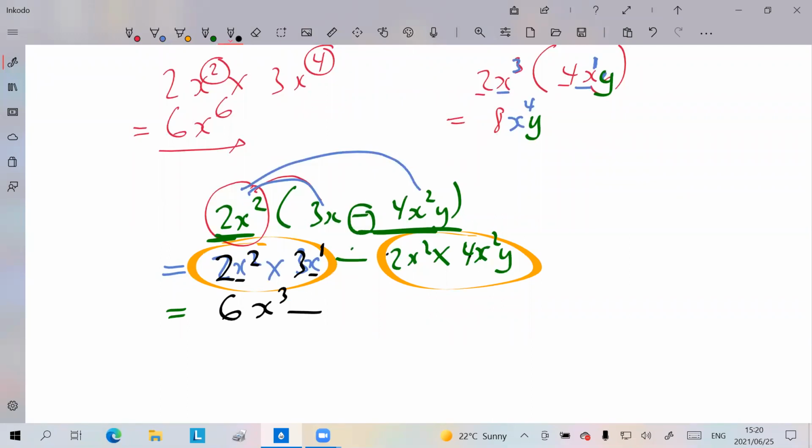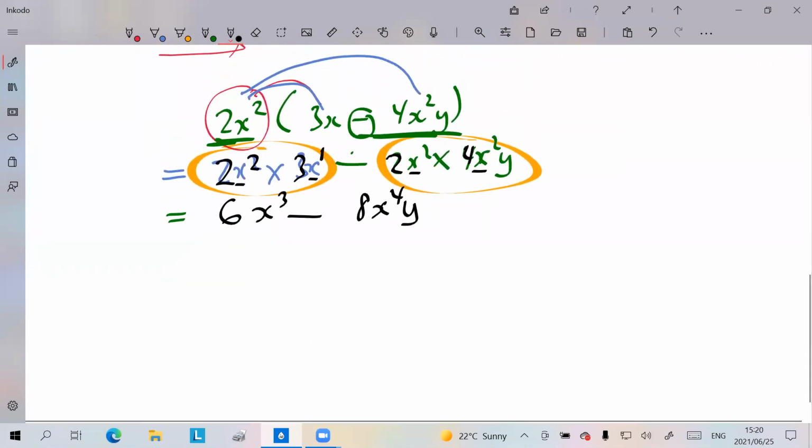Minus 2 times 4. 2 times 4 is 8. x squared times x squared. Write down x, add the exponents. 2 plus 2 is 4. And you've got y. Since there's no other y, it's y times 1, which is y. There's your answer. Leave it. Don't confuse it. You can't simplify any further for this one. All right, so let's see if I can make this any more interesting.